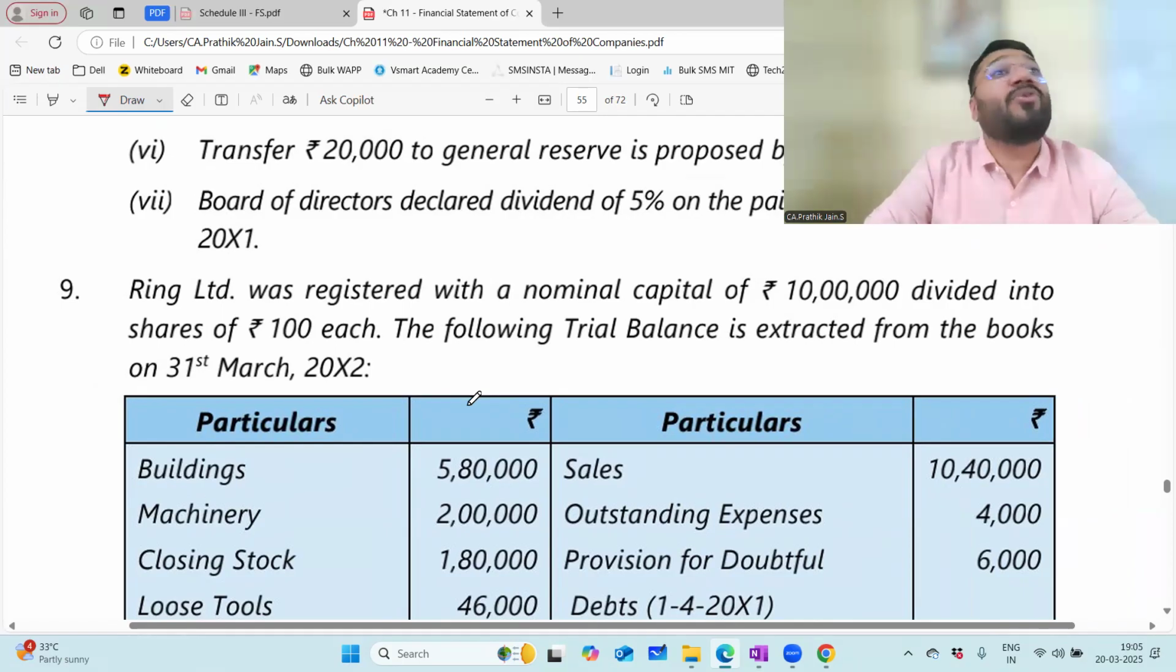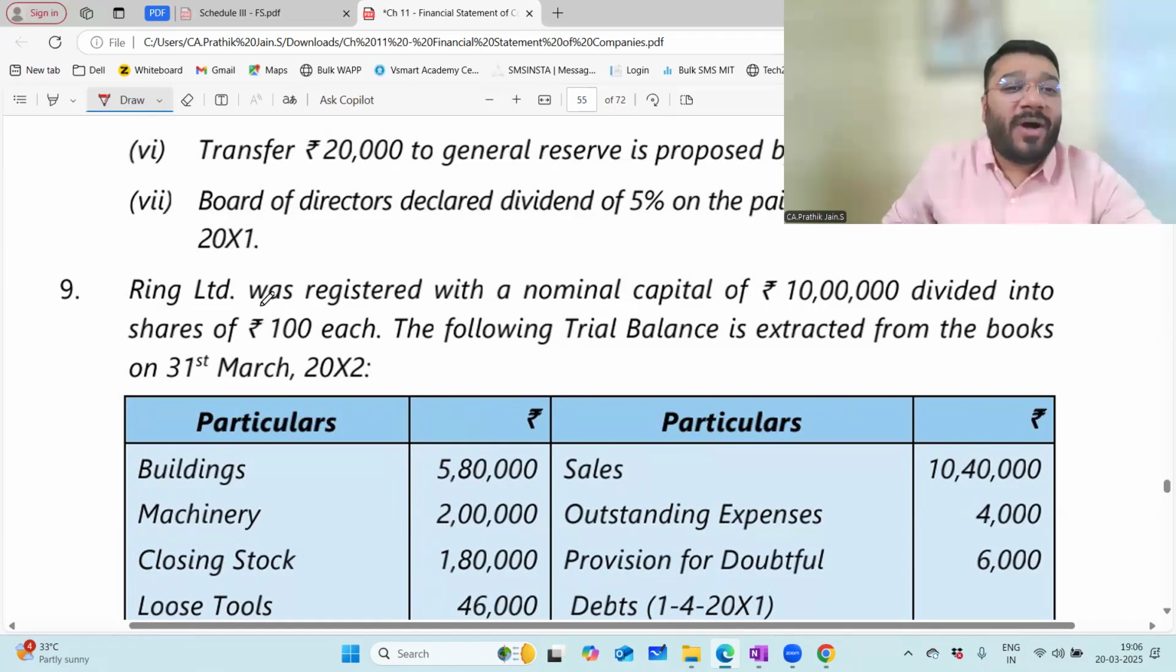After this question, I'll tell you which homework questions to do from the scanner. The scanner soft copy is being shared in your WhatsApp, so I'll tell you which questions you have to work out. The 9th one, Ring Limited.